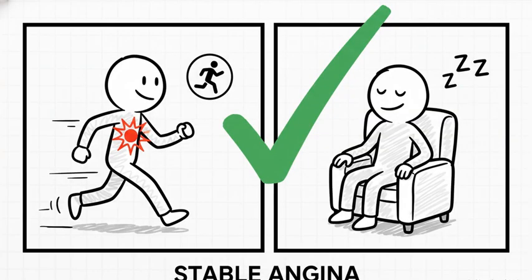And the answer is 3. Stable angina. You got it. The key words here are predictable, happens with exertion, and is relieved by rest. That is the textbook definition of stable angina.